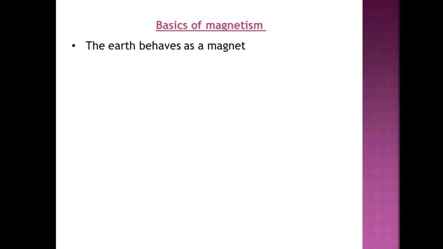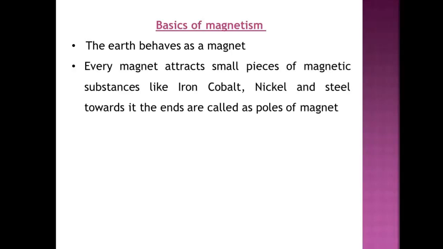The first one is, as we all know, the earth behaves as a magnet. Earth is behaving as a magnet because it has a north pole and a south pole, and Earth has magnetic properties. Then the next one, every magnet will attract small pieces of magnetic substances towards it. Example, iron. A magnet will attract iron, cobalt, nickel and steel. Such small magnetic substances will be attracted towards the magnet.